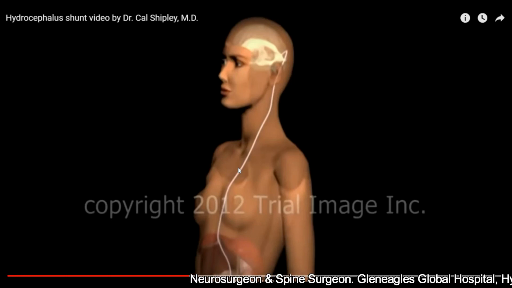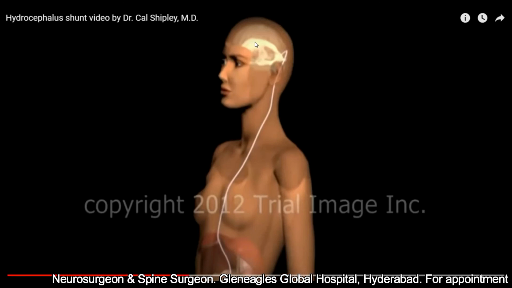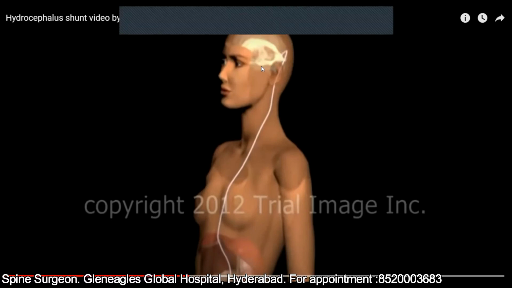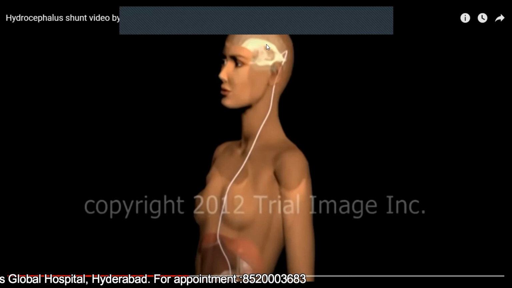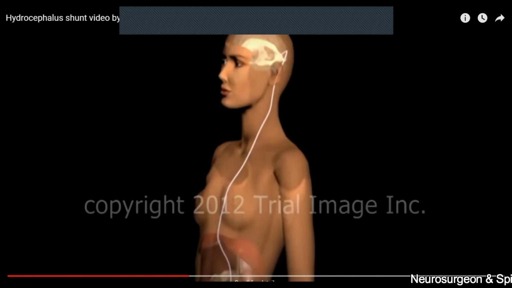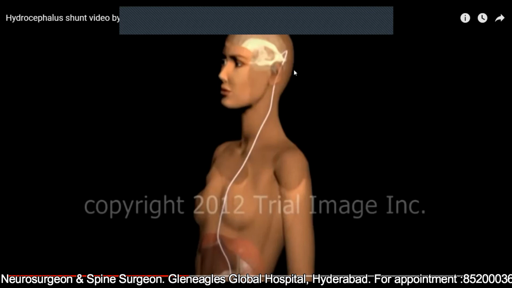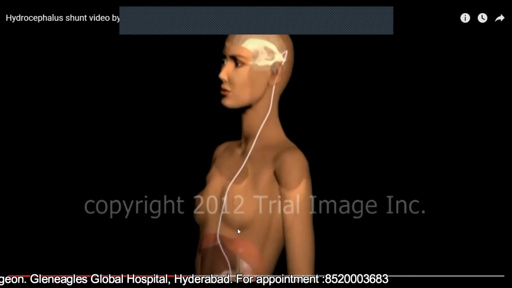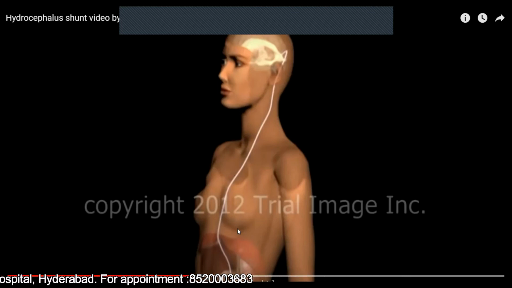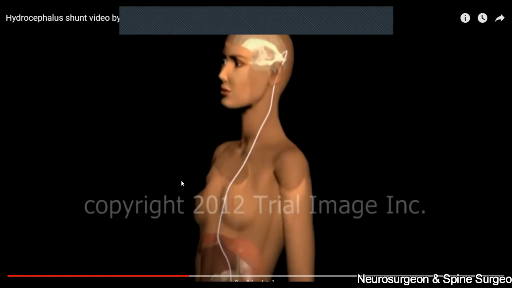And what is ventriculo? Ventriculo means the ventricles in the brain. As shown in this picture, these are the ventricles in the brain where the CSF is accumulating. Peritoneal. This is the peritoneum. This is the cavity within our abdomen. So in this procedure, we place a shunt. A shunt is basically a tube from the ventricles to the abdomen. So when the CSF is under pressure, when it's accumulating abnormally, this fluid bypasses the obstruction and is passed into our abdomen. Let's see the video.